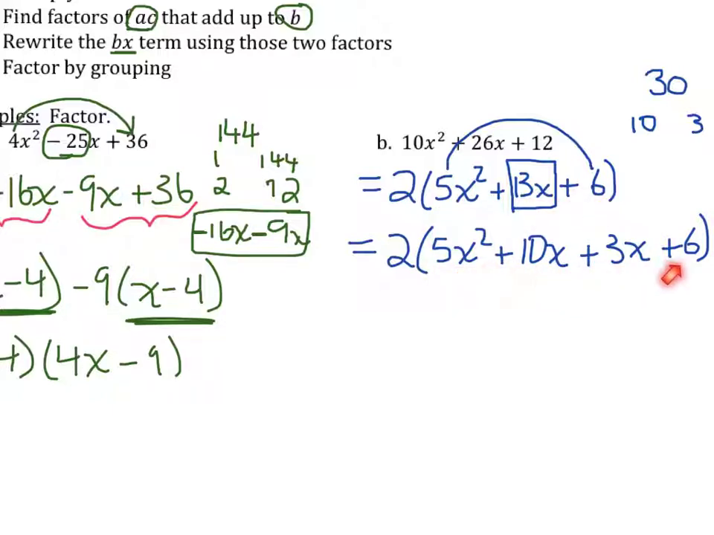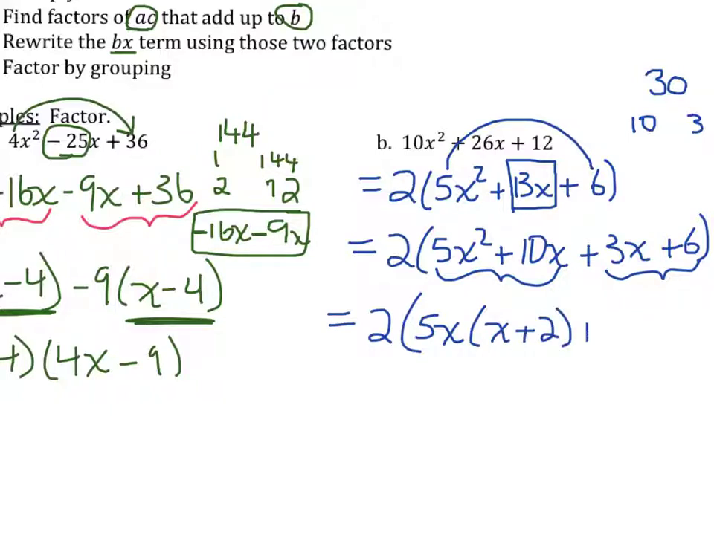And now I can factor by grouping. Notice here that I keep my GCF that I factored out. You never want to get rid of that. But I'm going to continue. I'm factoring by grouping, so I'm going to group the first 2 and the second 2 terms together. I'm going to get a 2. Out of the first 2 terms, I can factor out a 5x. I'm going to be left with an x plus 2. And out of the second 2 terms, I'm going to factor out a 3, and I'm also going to be left with an x plus 2.